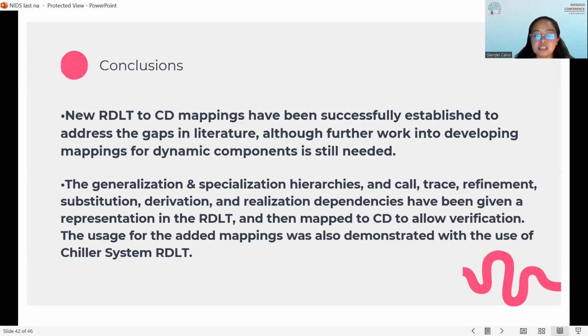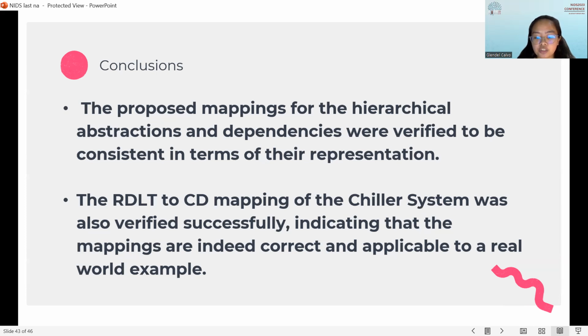The proposed mappings for the hierarchical abstractions and dependencies were verified to be consistent in terms of the representation. The RDLT to CD mapping of the chiller system was also verified successfully, indicating that the mappings are indeed correct and applicable to a real-world example. Representations of generalization and specialization hierarchies as well as several dependencies were formulated and mapped to CD, which was then demonstrated using the chiller system.